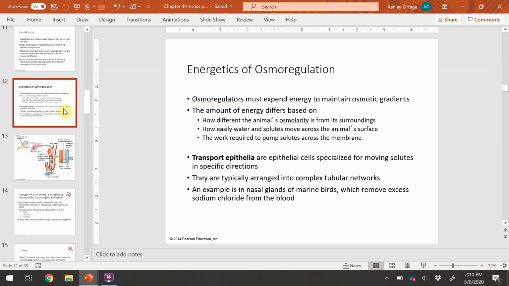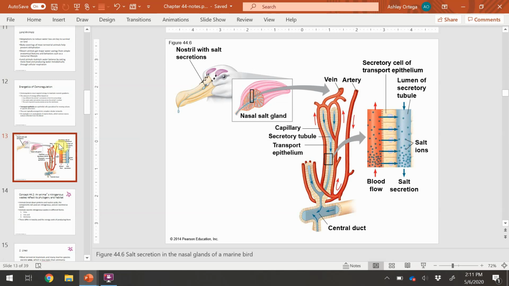So the cell structures through which they will regulate this water balance are transport epithelia. So these are epithelial cells specialized for moving solutes in specific directions. They're usually going to be arranged in tubular networks. And our example, a non-human example, is a marine bird. They have a nasal gland that will remove excess sodium chloride, or NaCl, from their blood. And so you can see that in this image here.